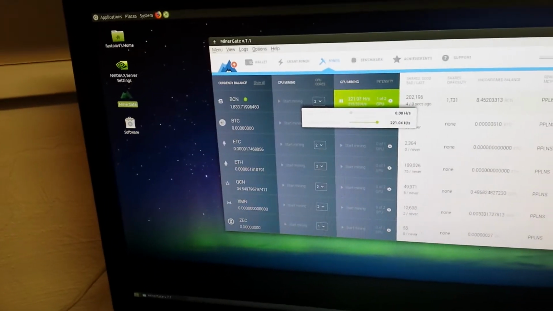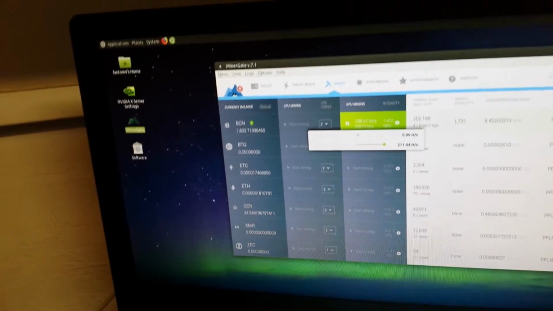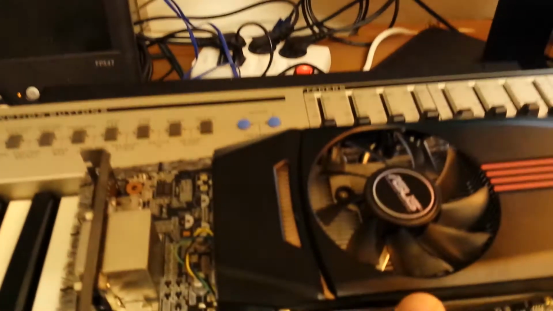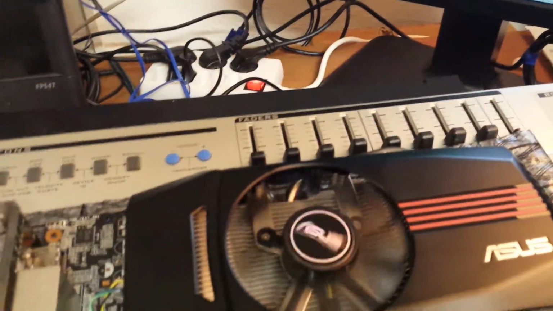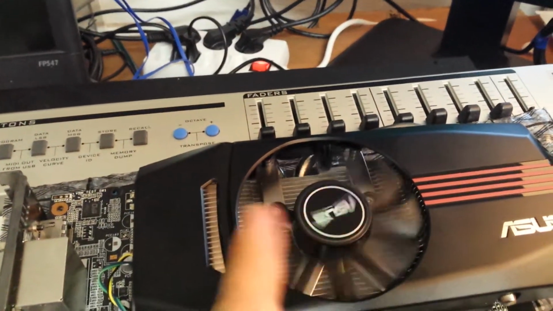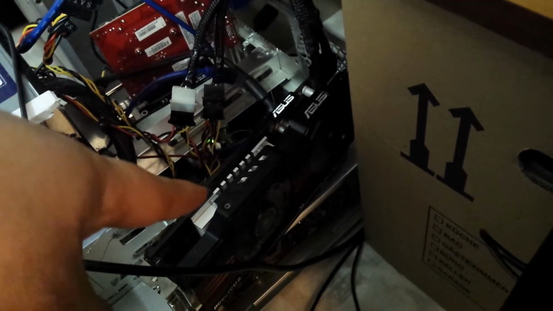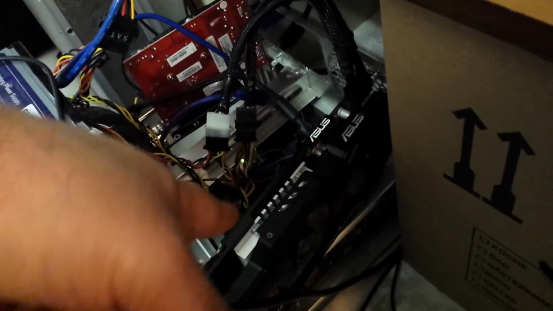Hello everyone. Today I'm going to show you some test benchmarks on some GPU cards. For example, this one is a GTX 650 1 GB, and this one here is a GT 1030 overclocked 2 GB, and this here, which is now running, is a GTX 560 1 GB.